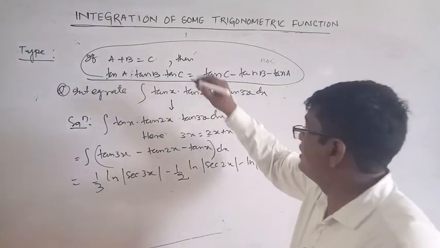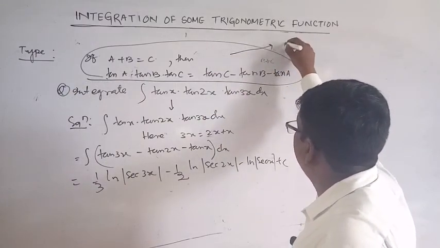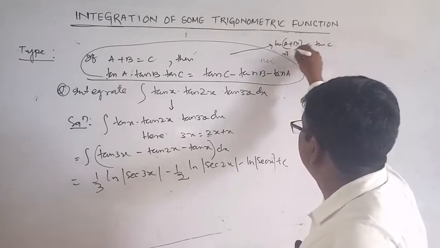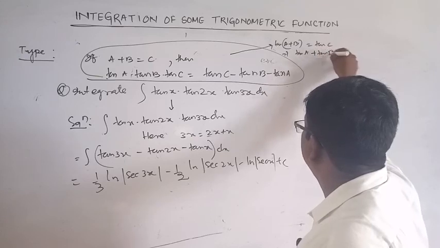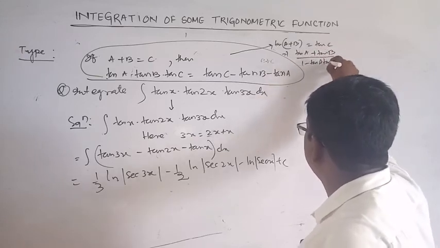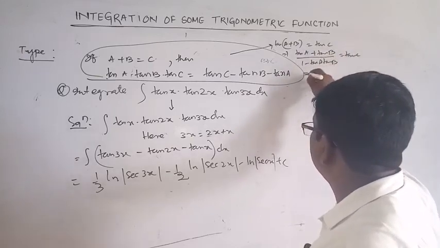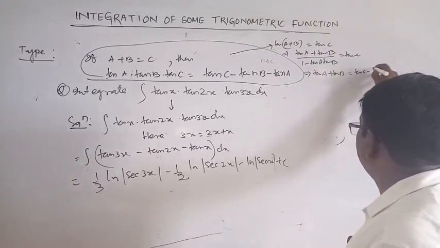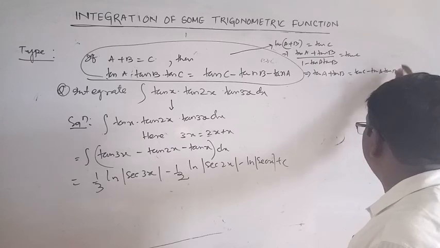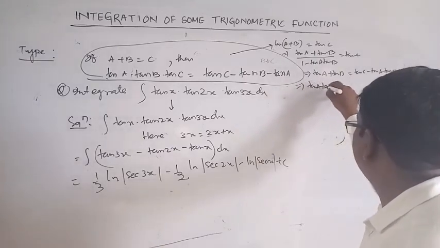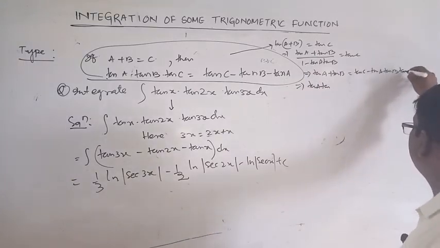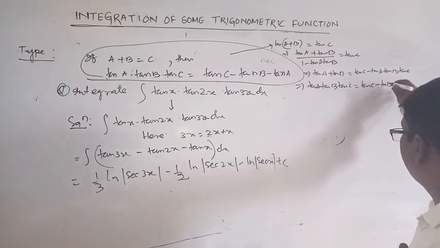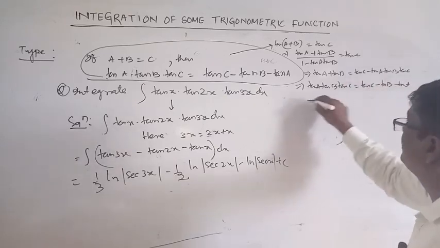How did this come about? Taking tan on both sides. See, I am giving the proof: a plus b, tan of a plus b is equal to tan c. So what is here? Tan a plus tan b divided by 1 minus tan a into tan b is equal to tan c. So multiplying, tan a plus tan b is equal to tan c minus tan a into tan b tan c. So tan a tan b tan c is equal to tan c minus tan b minus tan a. This is the proof of this.